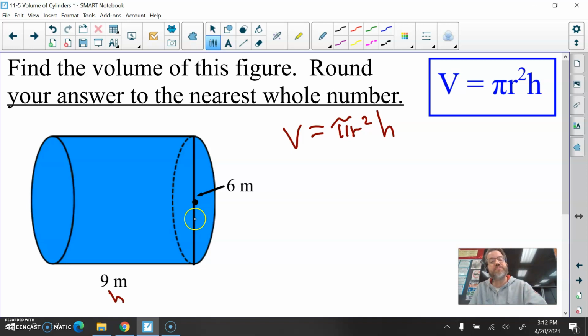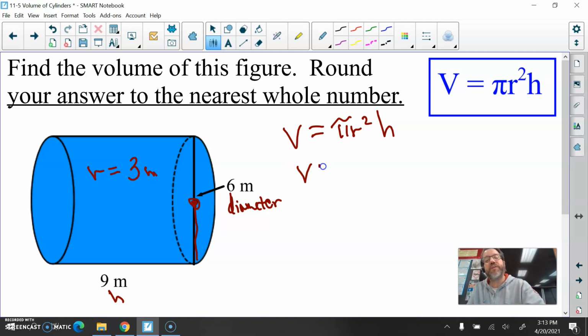What is the radius of this base here? Or this one, which is identical to it? I have a 6-meter measurement here, but it goes all the way across this circle. So this is your diameter right here. We want to use the radius. Since the diameter is 6 meters, the radius would be half of that. And half of 6 is 3 meters. So in place of r, the radius, we will put the number 3.